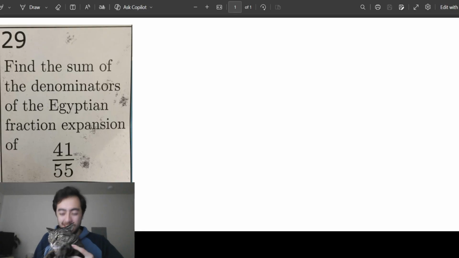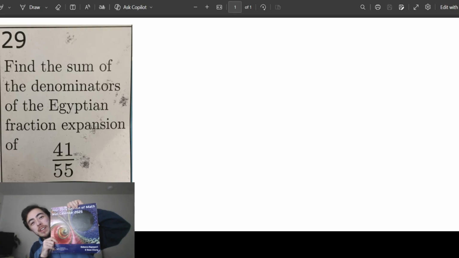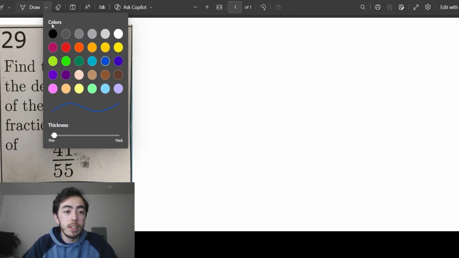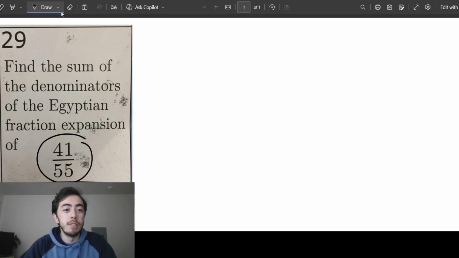Today is November 29th, and we're solving problem 333 from the Daily Epsilon calendar. And the answer should be 29 because that's today's date. So we need to find the sum of the denominators of the Egyptian fraction expansion of 41/55.